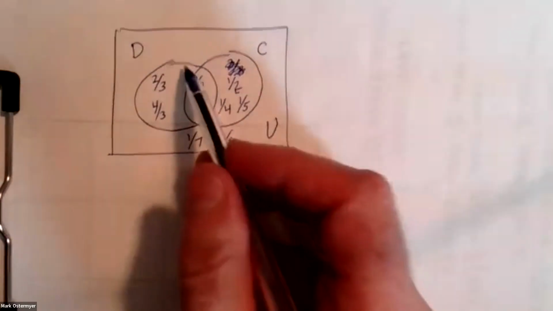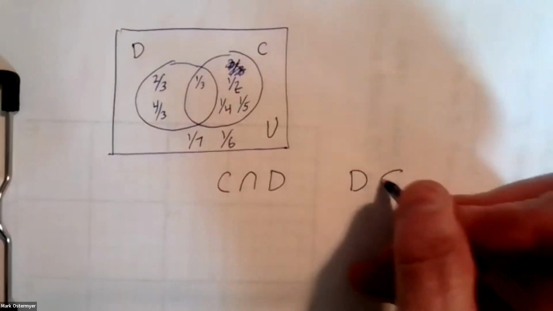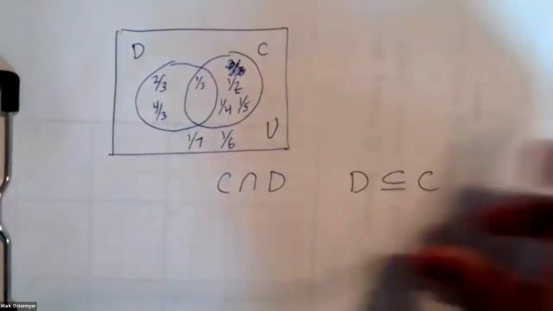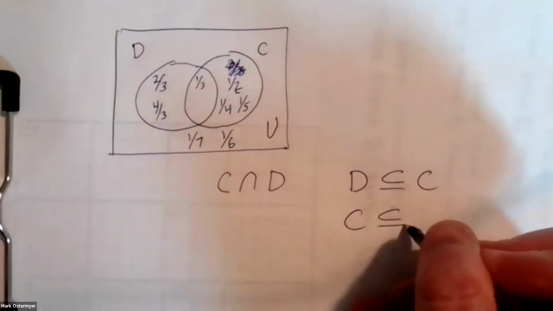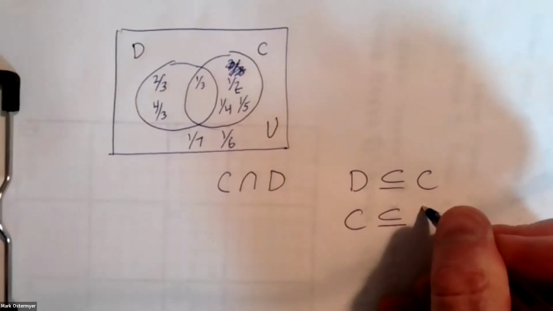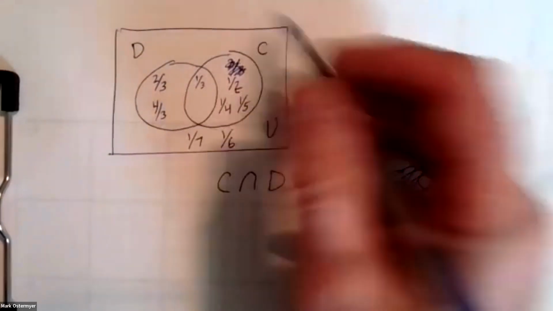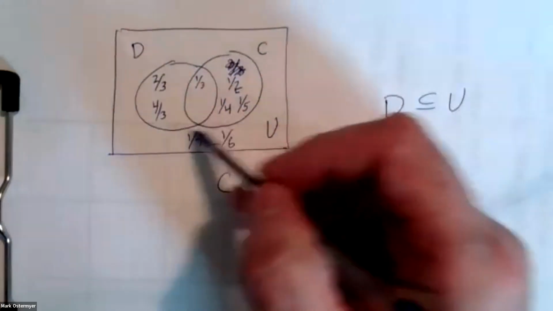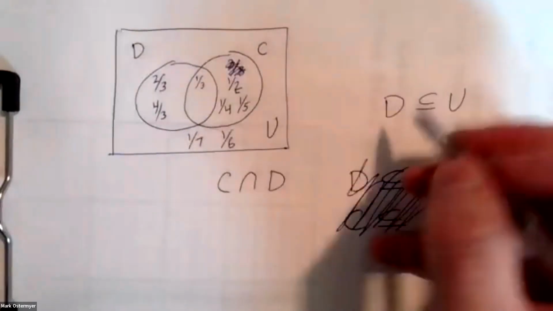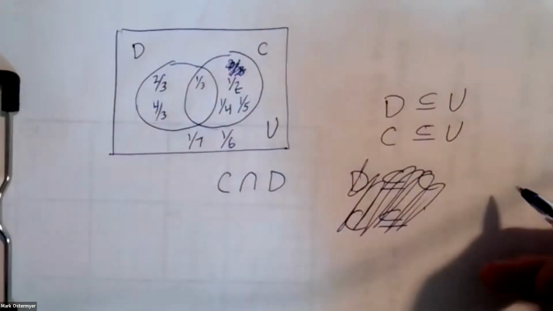Notice every element in set D is in the universal set. So we would say that set D is a subset of set C. Every element in set C is found in the universal set. So set C is a subset of, wait a minute. Every element in D is found in the universal set. So set D is a subset of the universal set. Every element in set C is found in the universal set. So the set C is a subset of the universal set. Okay. Does that make sense?